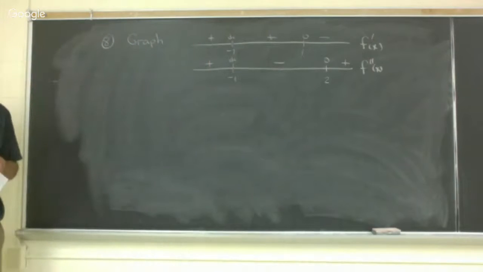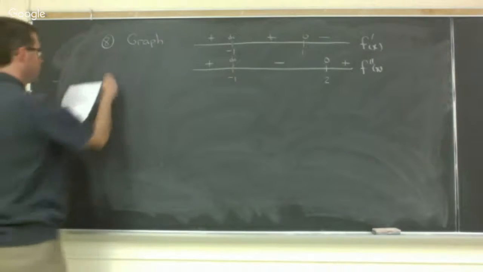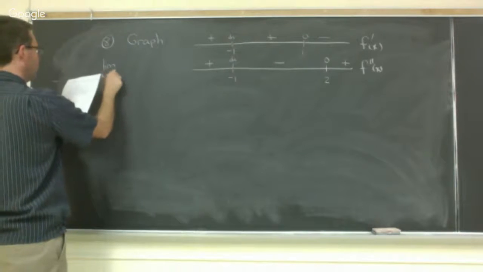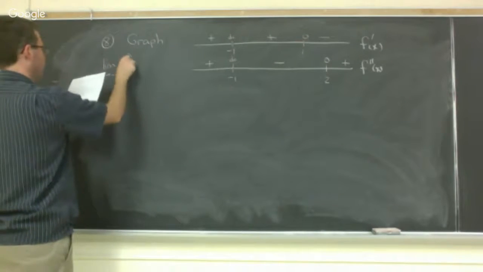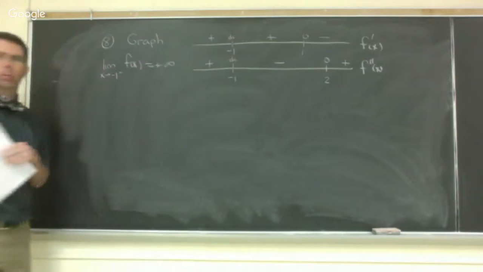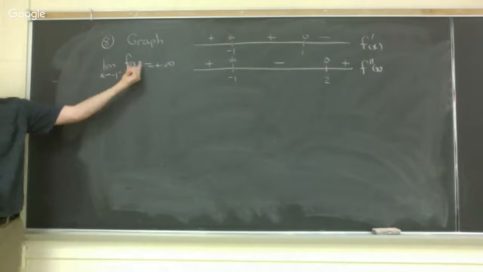Okay. And then we have some limits. So we also know the limit as x goes to minus 1 from the left of my function is plus infinity. How would I interpret a limit like that? X is approaching a number from one side and the limit is infinite.